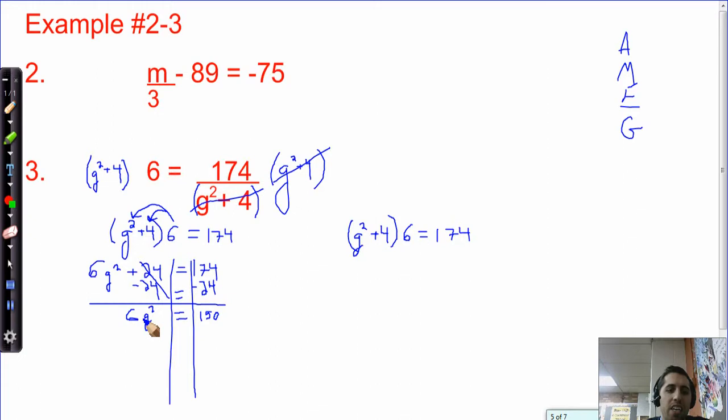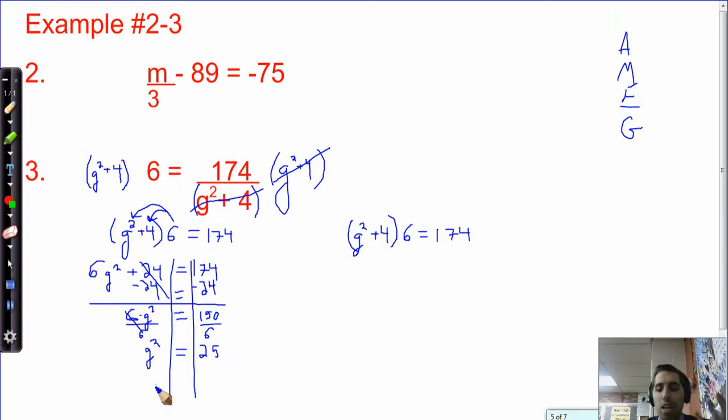Now what can I undo now? Well, there's an exponent to undo and there's multiplication. A Meg says undo multiplication before the exponent. I have to divide both sides by 6. Now I get g squared is equal to 25. Now this should look nice.